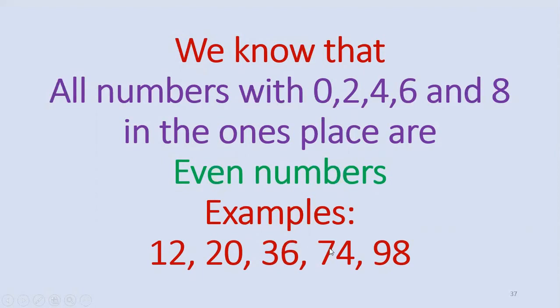Next example, number 74. In its ones place, 4 is there, so it is an even number. And the last example, 98. Again, in its ones place, 8 is there, and in its tens place, 9 is there. So, as it has 8 in its ones place, it is an even number. So, children, we should remember that all numbers with 0, 2, 4, 6 and 8 in the ones place are even numbers.